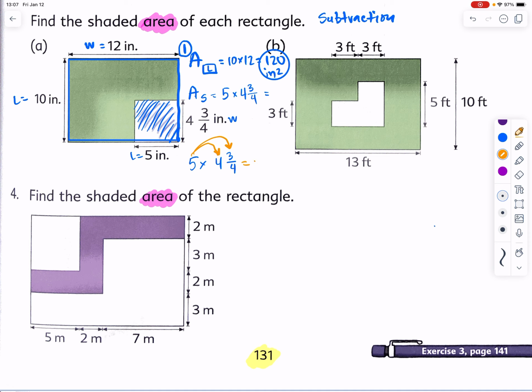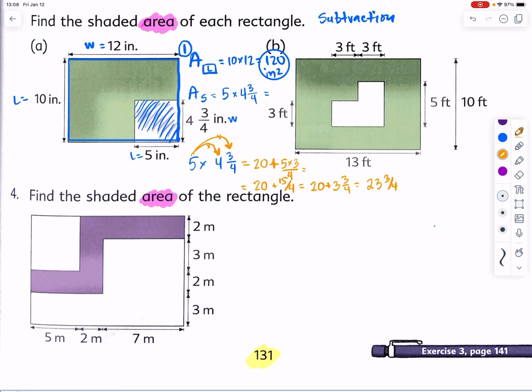Step 1, 5 times 4, that is 20. And step 2, 5 times 3/4. So let's compute. 5 times 3/4 is 15/4. Let's simplify. 20 plus 15/4, and 4 goes into 15, 3 times with 3/4 left. So the area of the small piece is 23 3/4.